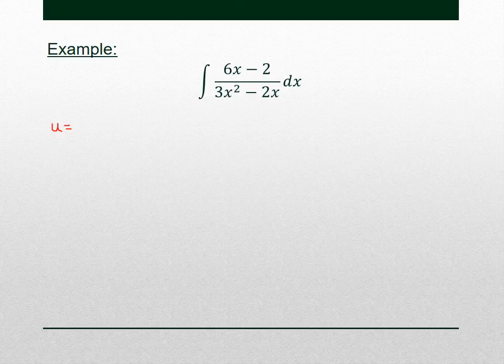So this time, where I've got a fraction, a quotient, I'm going to take u to be that whole denominator. So I'm going to let u be all of that thing, 3x squared minus 2x.